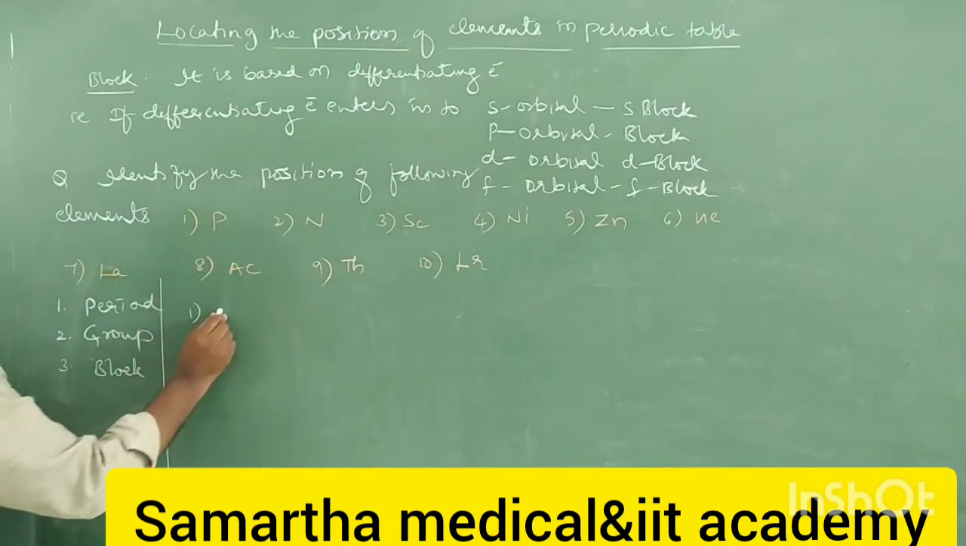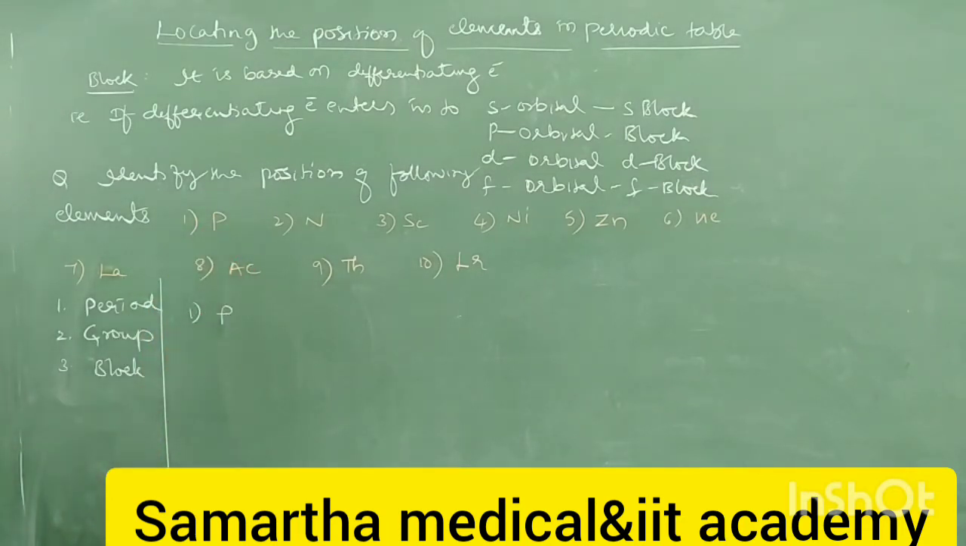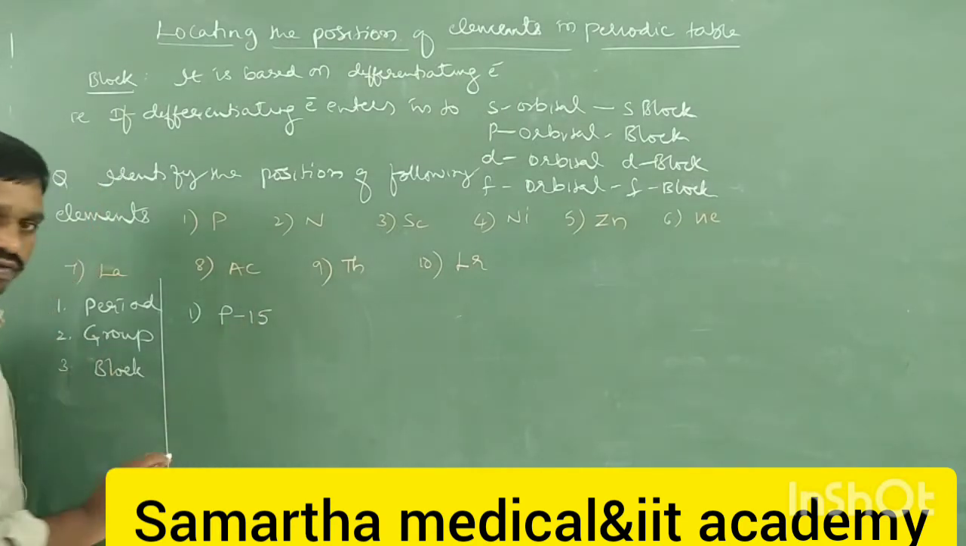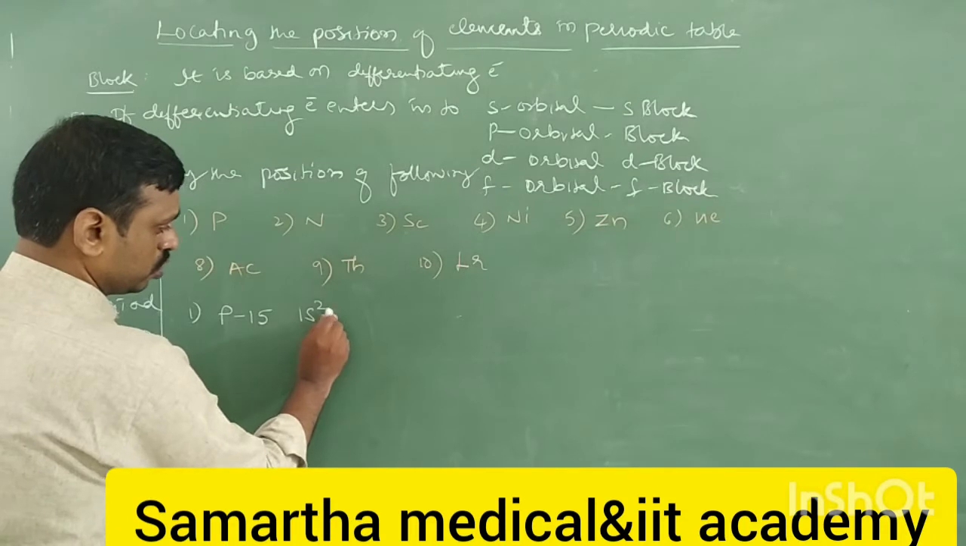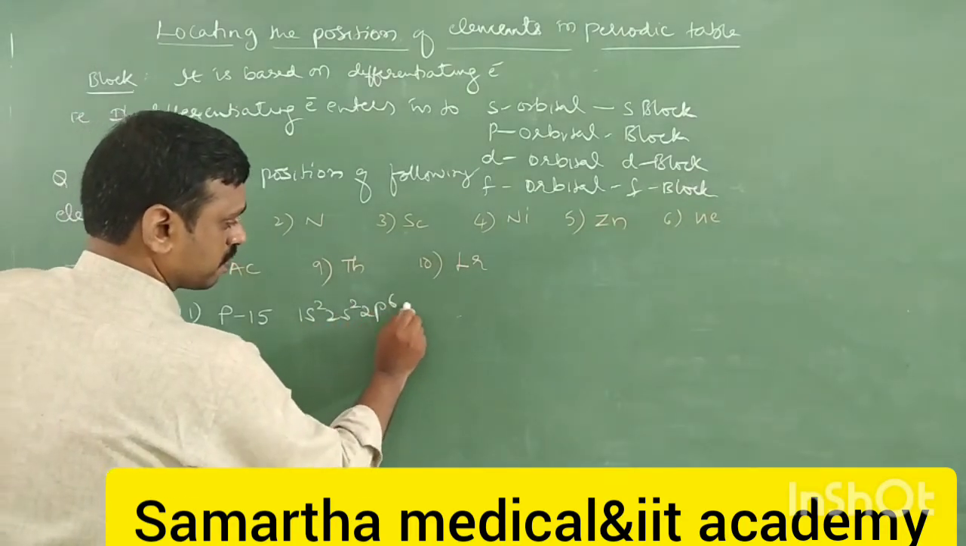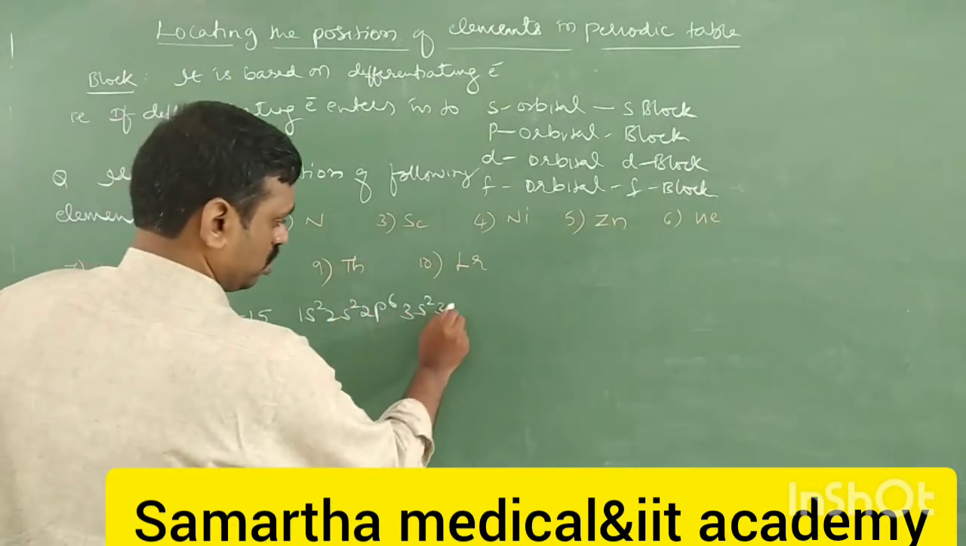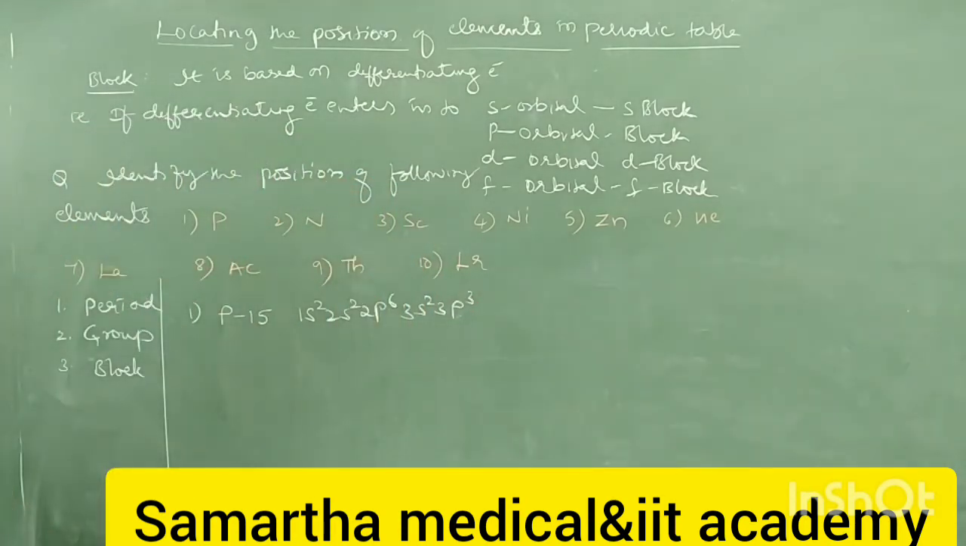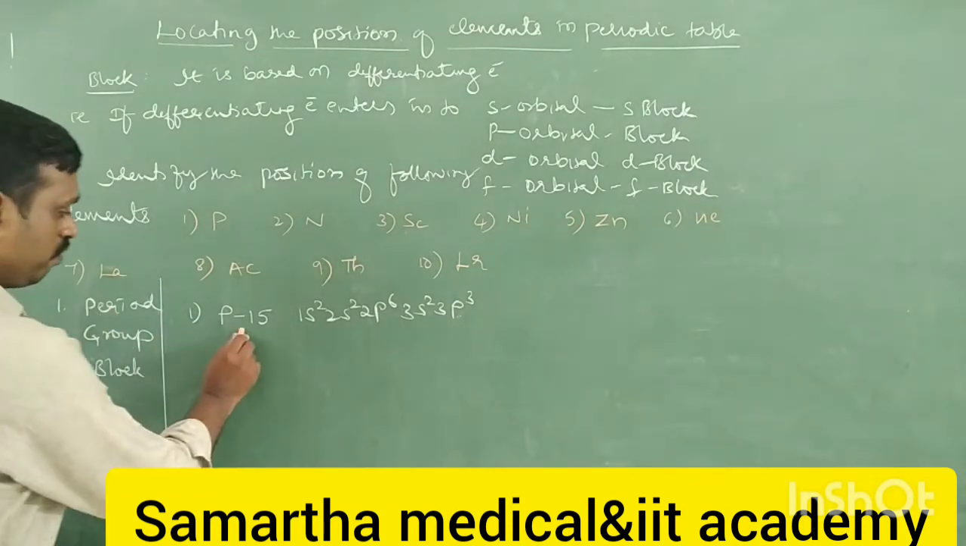The first element is phosphorus. To identify the position of any element, you need to first write the electronic configuration. Tell me, what is the electronic configuration of phosphorus? It has atomic number 15: 1s2, 2s2, 2p6, 3s2, 3p3. So this is the electronic configuration of phosphorus.